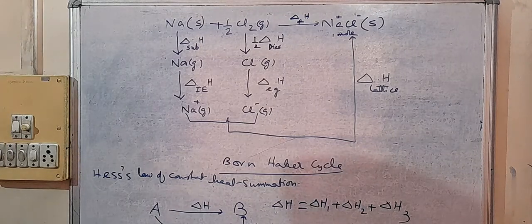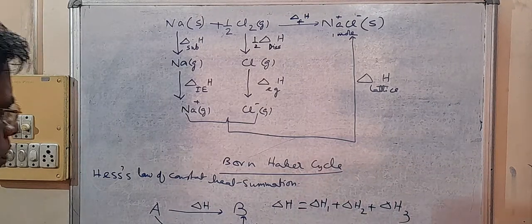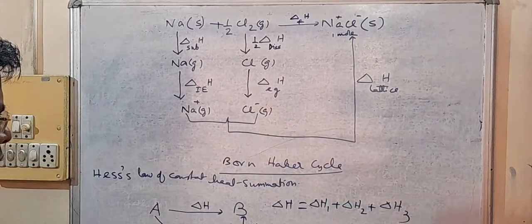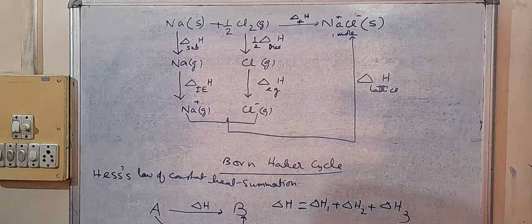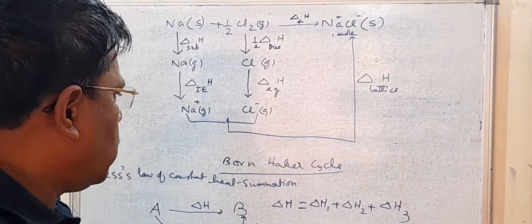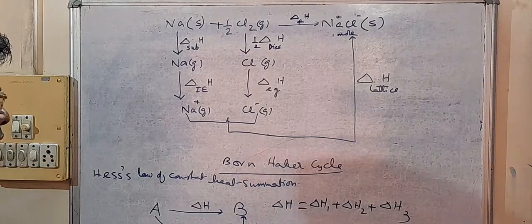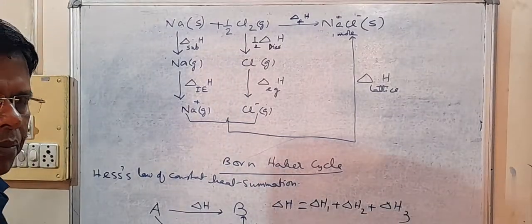So the statement of Hess's law will be what? If a process is carried out in multiple steps, then the sum of the enthalpy changes at each step will be equal to the enthalpy change if it is carried out in one step.